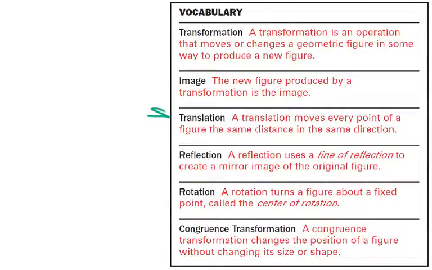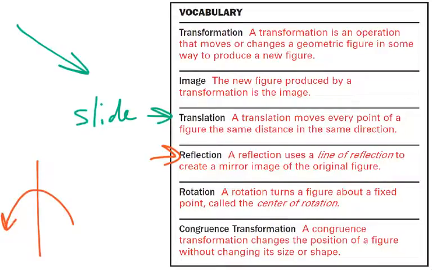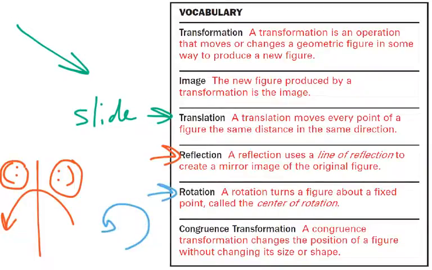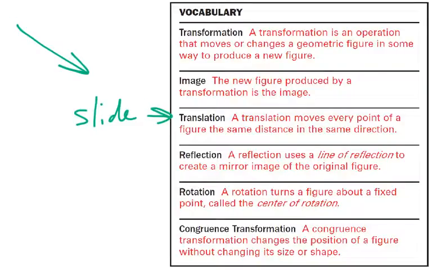A translation is where you slide an image. Okay, so think translation, think sliding. A reflection is when you have the mirror image of something. So, if that's our image, that would be the reflection. It's the mirror image of something. And then the last one, the rotation, think of a rotation as spinning it. And you can spin it clockwise or counterclockwise. What we're going to focus on today are just the translations, and we'll save the reflections and rotations for after we come back from Christmas break.